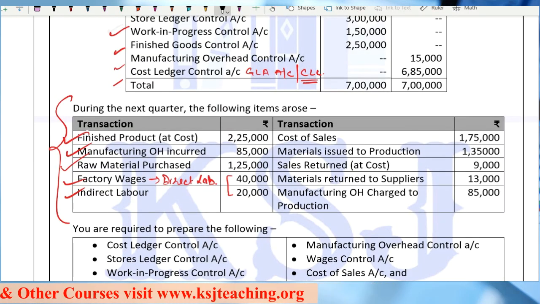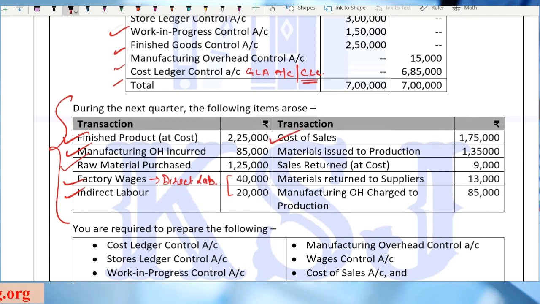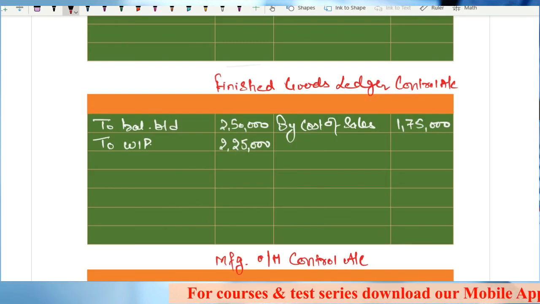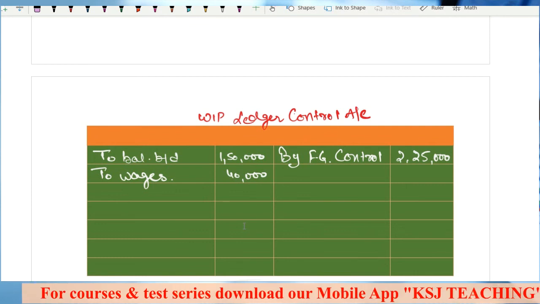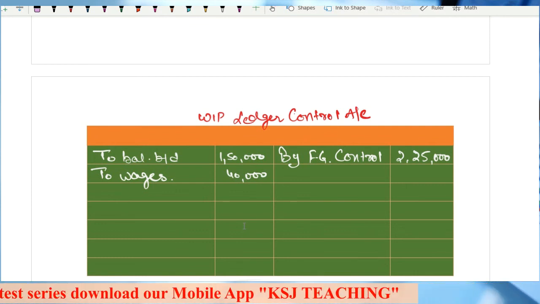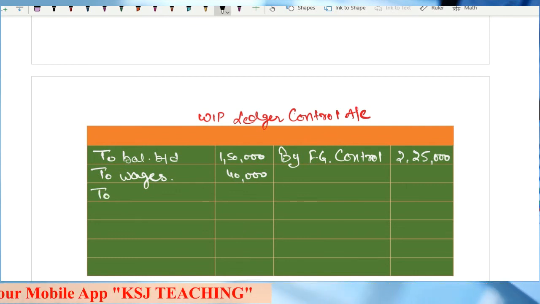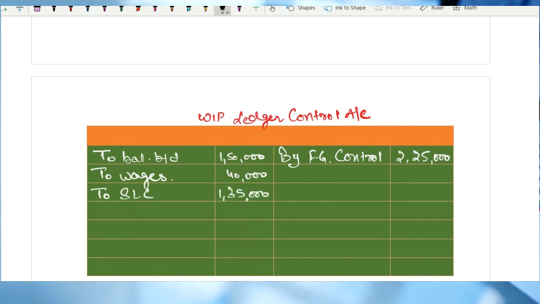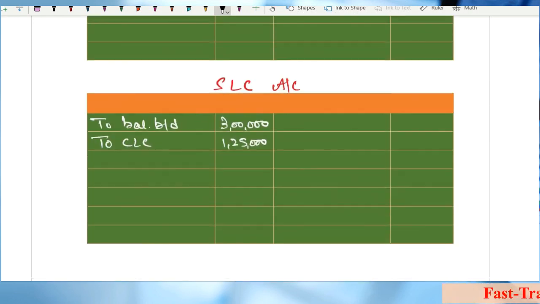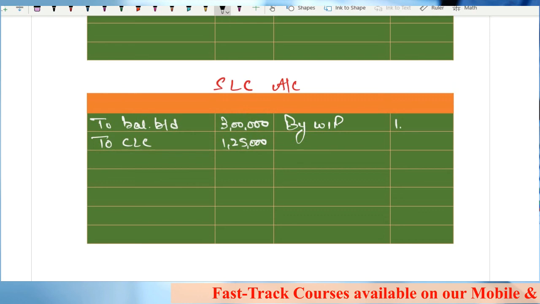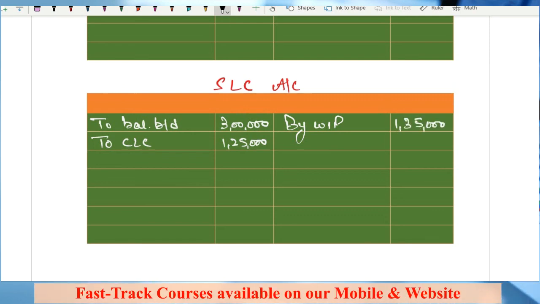Now moving on. Next is materials issued to production. What is the entry for material issued to production? WIP to SLC. Very simple. 1,35,000. WIP to SLC. So I will write to SLC here, to SLC 1,35,000, right? And in the SLC account, I will write by WIP 1,35,000. Clear?